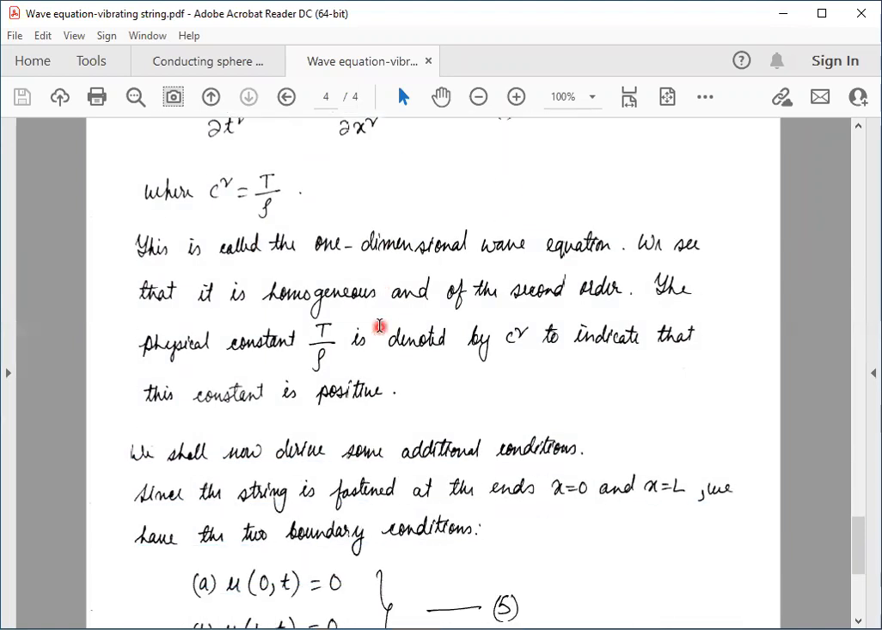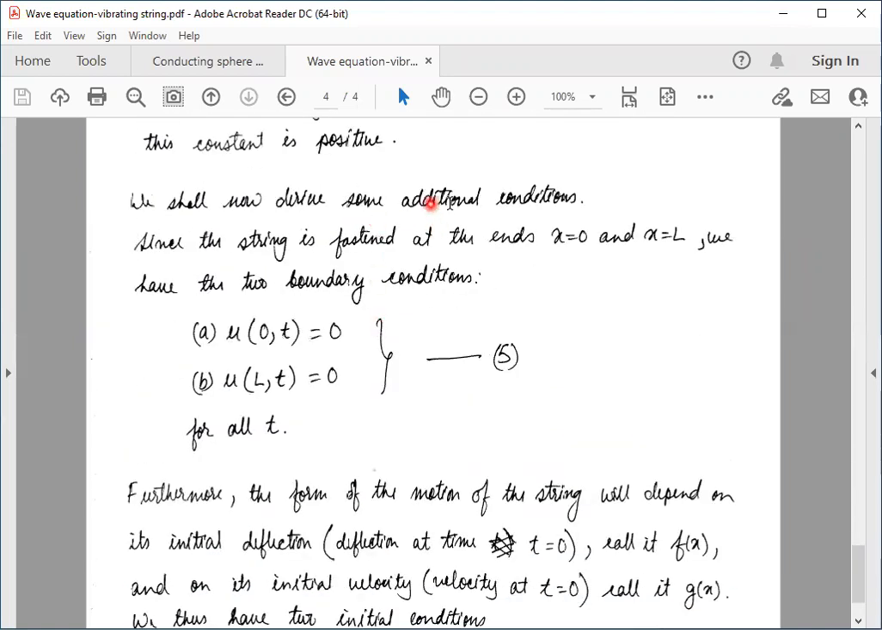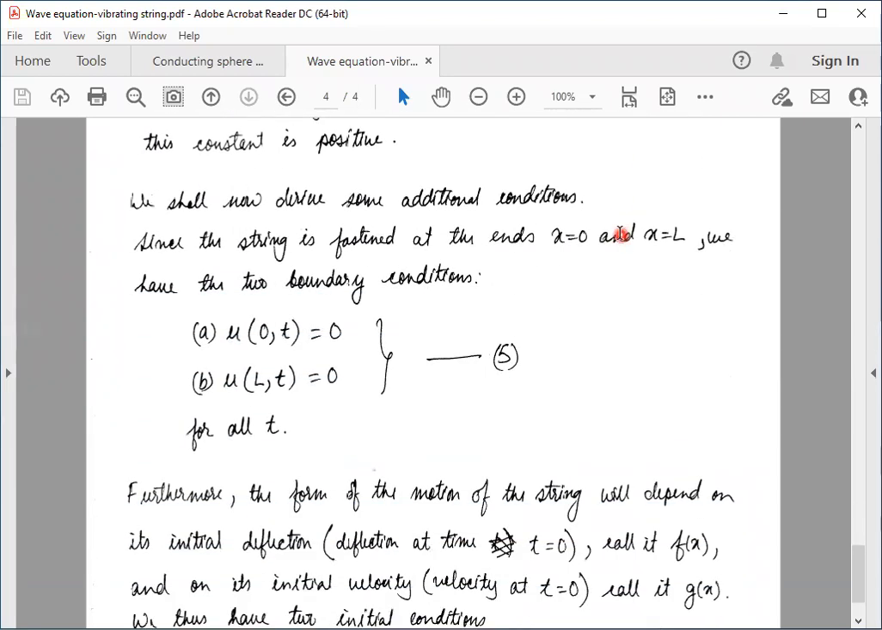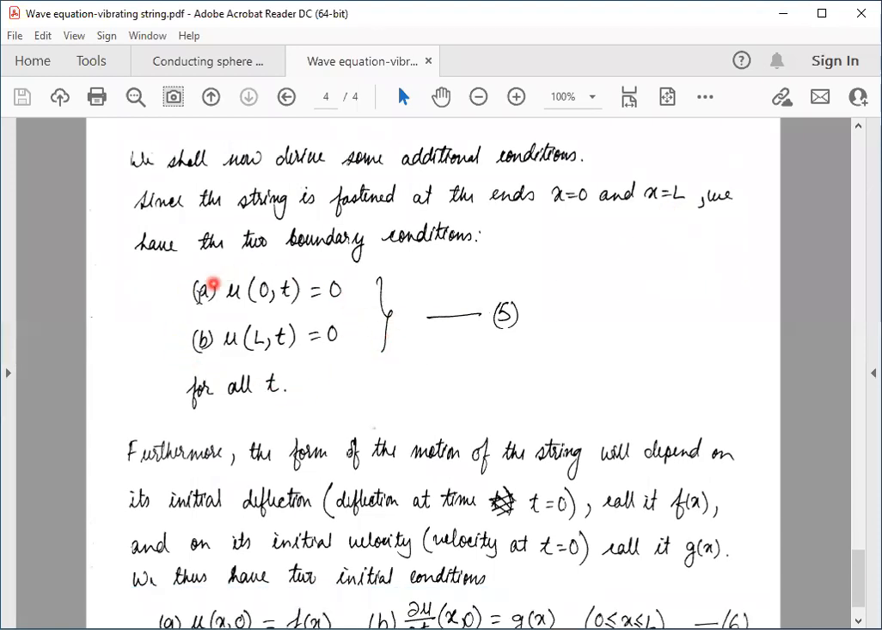Now we shall derive some additional conditions. So we have derived the differential equation. Since the string is fastened at the ends x equal to 0 and x equal to L, we have two boundary conditions. That is, u at x equal to 0 for any time is equal to 0, and u at x equal to L is again equal to 0. That is, the string is fastened at the two ends. These two conditions are called the boundary conditions.